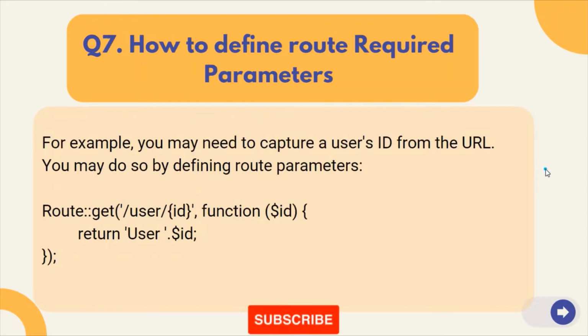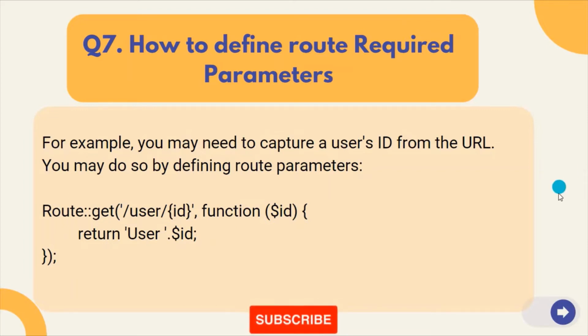Now if you go to question number 7, how do you define a route required parameter? Suppose you have a profile and you are passing a user ID to it. That means the user ID is always required if you want to get the profile details. So that means the ID is required. So how can you define that route?